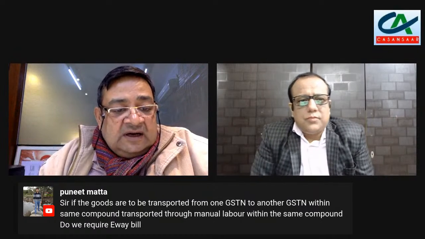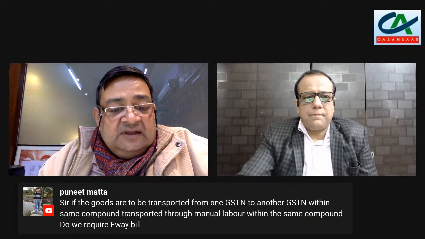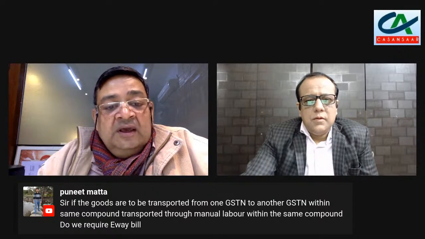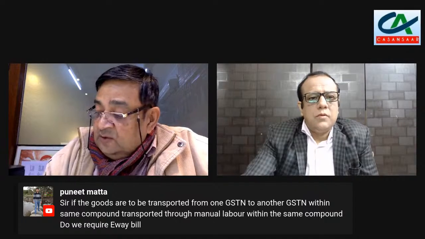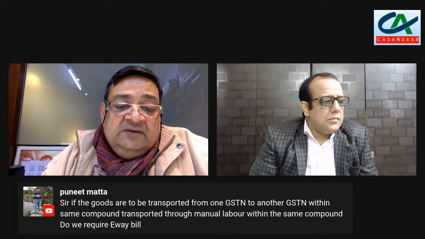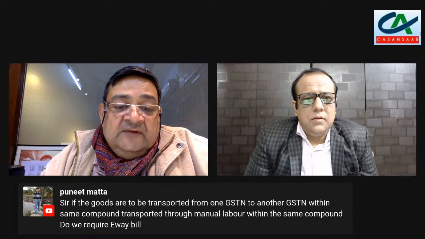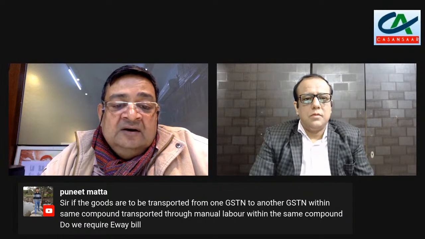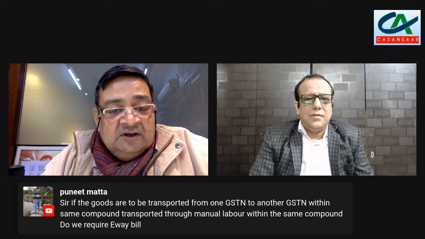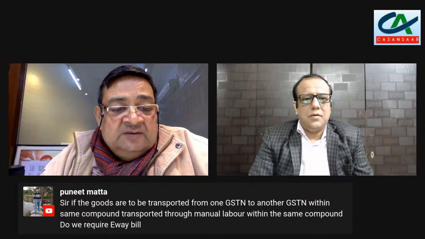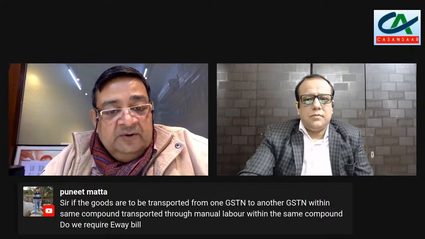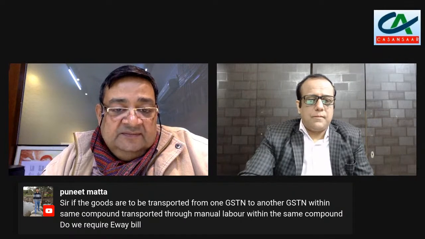Query: sir, if the goods are transported from one GSTN to another GSTN within the same compound, transported through manual labor within the same compound, do we require an e-way bill? No. E-way bill is required only when the goods are moved by a motorized vehicle. Even if the goods are moved by, say, hath gadi, rickshaw, or bail gadi, or some sort of animal-driven transport, we do not need an e-way bill. So what to talk about the same compound? We do not need an e-way bill in this case.